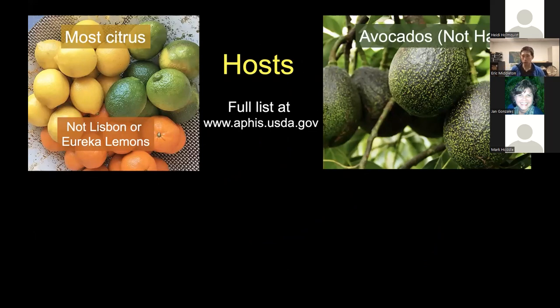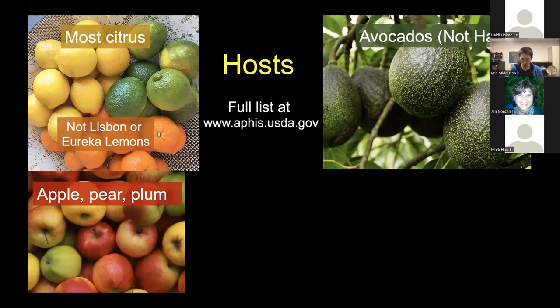Avocados can be favorable hosts except for Hass avocados. So that's a good sign for growers because Hass avocados are very frequently grown. Hass avocados are not an appropriate host when they're on the tree. However, if they're taken off the tree and are sitting for a while, then they become more likely to potentially be used by the fruit fly as a host. But when they're on the tree, they seem to not be an issue.